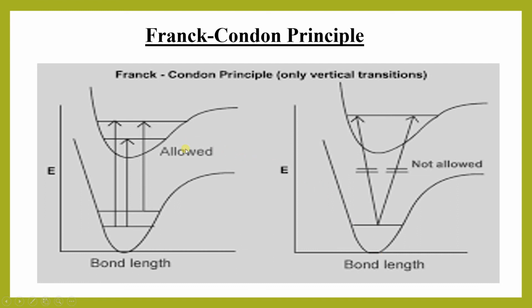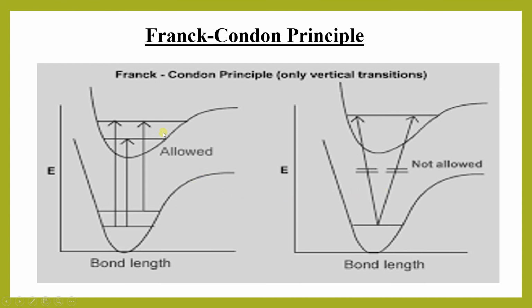So here we observe there are two potential energy curves. Among these, in the first diagram the transitions are in vertical lines, and in the second the transitions are not vertical, they are slanted. So among the two, which is the electronic transition?